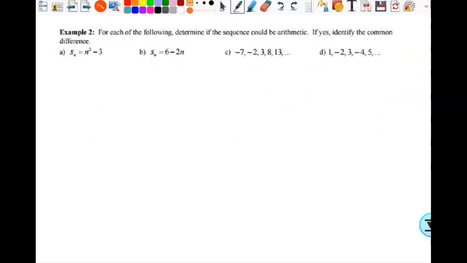So for each of the following, we are going to determine if the sequence could be arithmetic. If yes, we're going to identify the common difference. So I'm going to try something a little bit different here because room and writing this down is a little bit of an issue here.